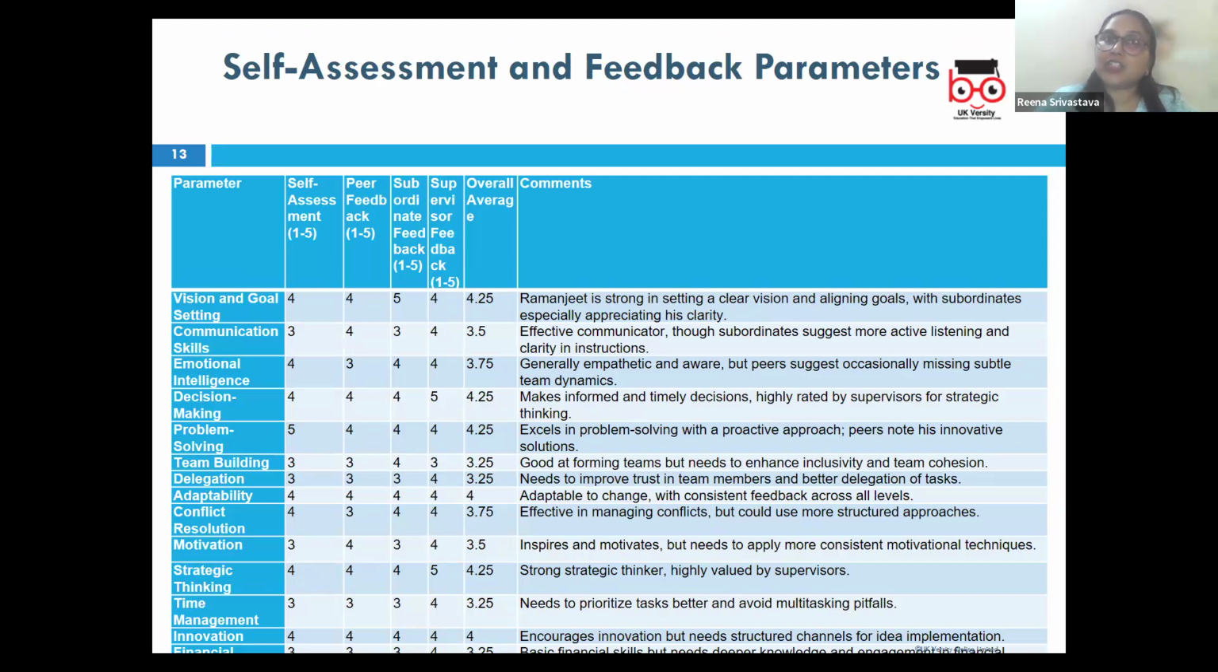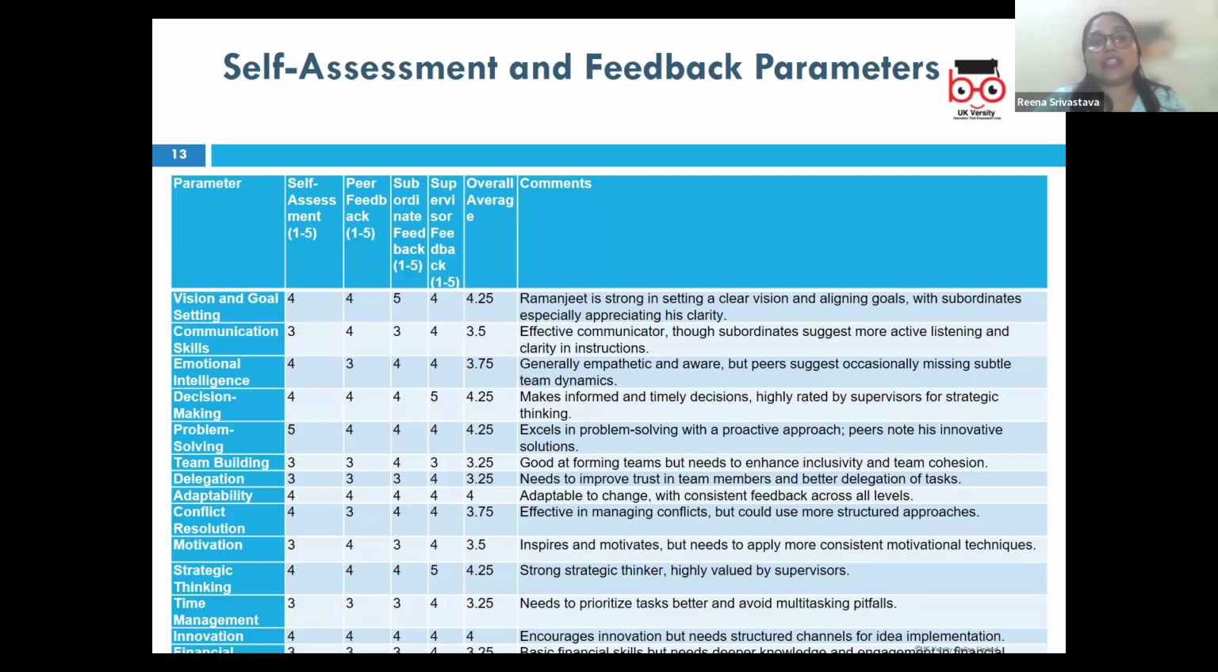Again, in communication skills, you will ask the question, how effectively do I convey my ideas and expectations to others? How well do I listen to others and understand their perspective, when you are judging your active listening skills? How comfortable and effective am I in giving and receiving feedback?